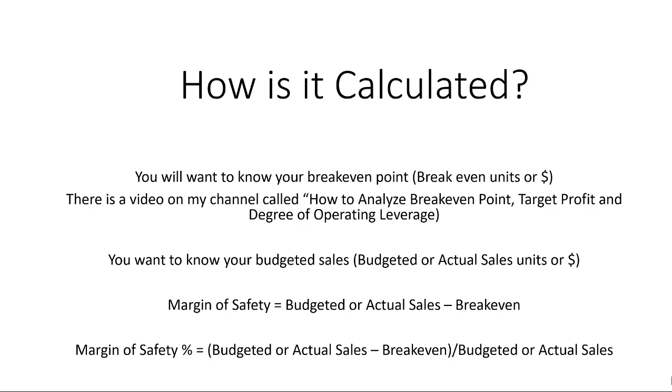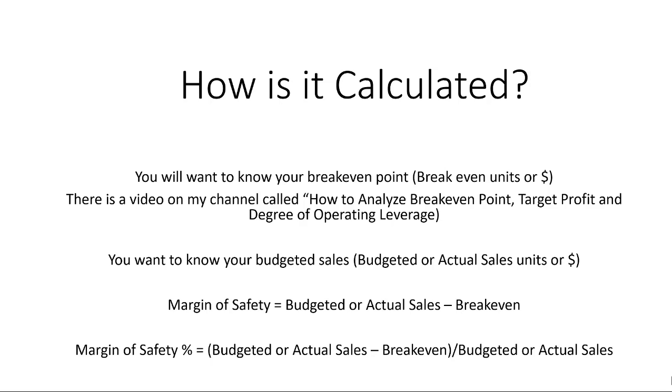In order to calculate this margin of safety metric, you will need to know your break-even in units or sales dollars. Be sure to see the video on this channel called How to Analyze Break-Even Point, Target Profit, and Degree of Operating Leverage to see how break-even is calculated. Then you need to know the budgeted or the actual sales units or dollars. The margin of safety is then calculated using the budgeted or actual sales units or dollars minus the break-even units or dollars. Then you can calculate the percentage by using the budgeted or actual sales minus the break-even, divided by budgeted or actual sales units or dollars.